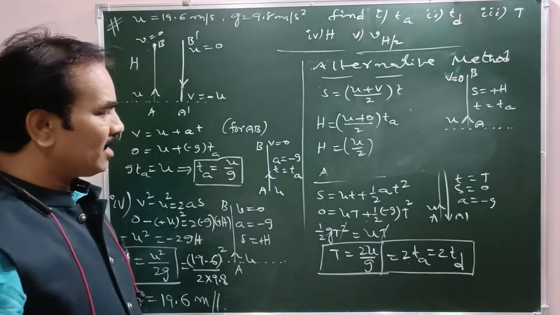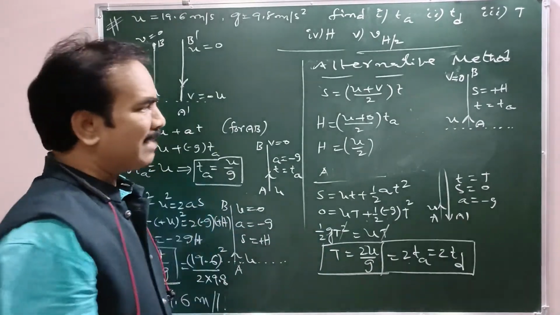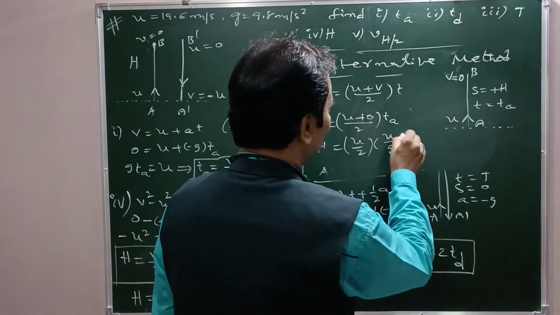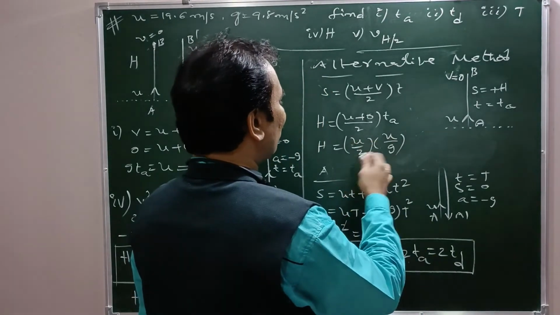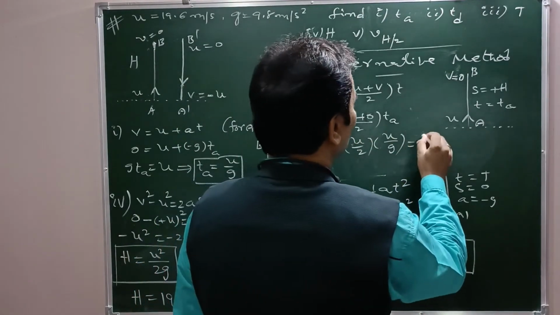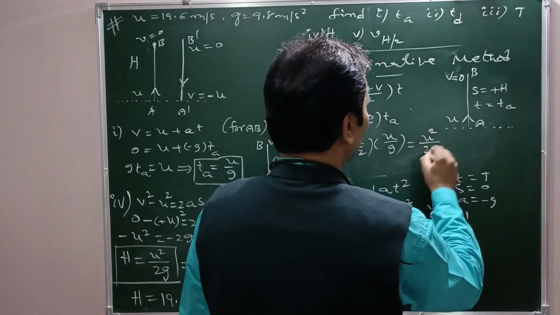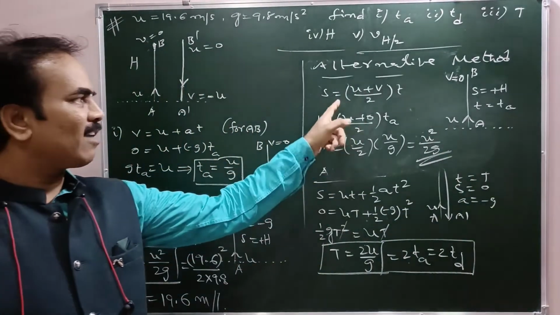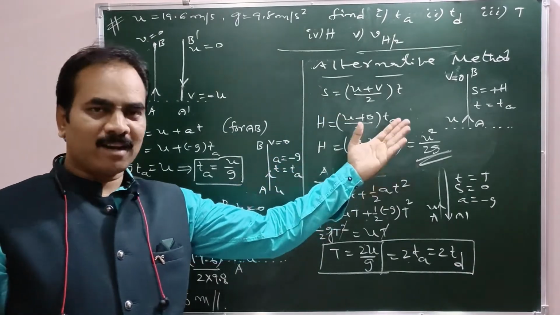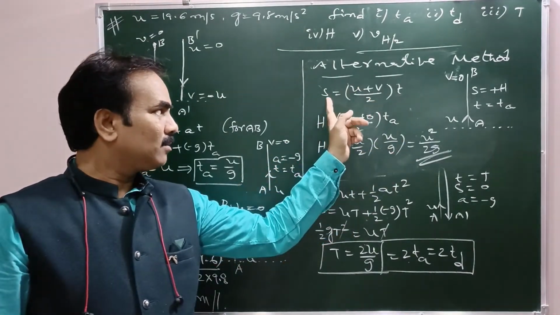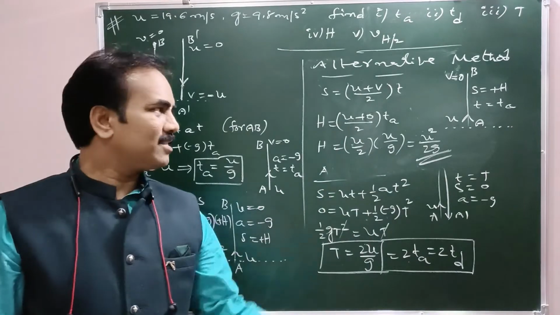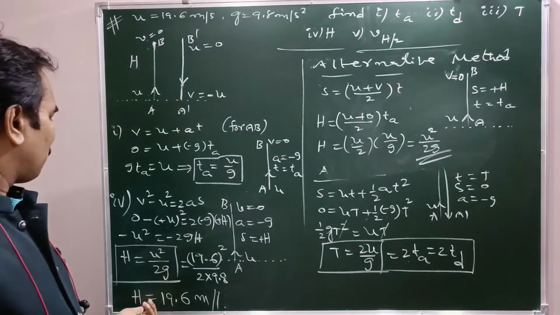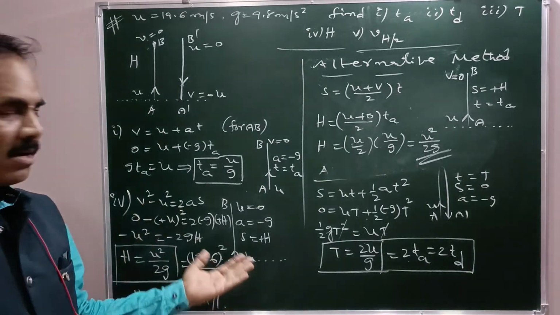What is t_a? The time of ascent expression is u by g. So h equals u/2 times u/g, that is u square by 2g. So maximum height equal to u square by 2g. That's how one can find the expression for maximum height by using the average velocity form, that is displacement equal to average velocity into time. Otherwise, v square minus u square equal to 2as.